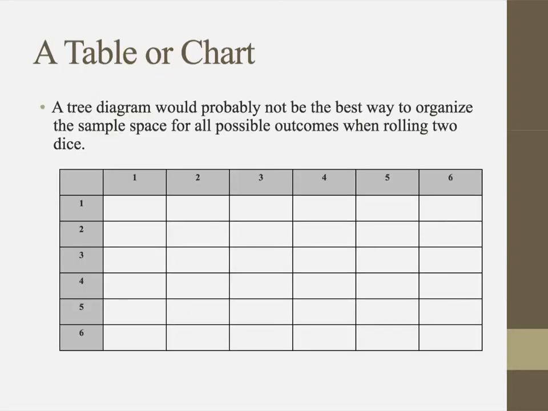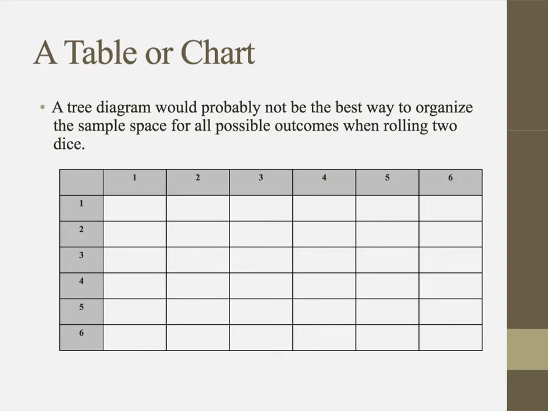So let's think here. We've got a table or chart here that we could do. So a tree diagram isn't always the best. Let's say we're rolling 2 different dice. Now, you could roll a 1 with one of them, and then you've got 6 possible outcomes for the next, and then you roll a 2 and then 6 possible outcomes for the next. That's going to get quite cumbersome.